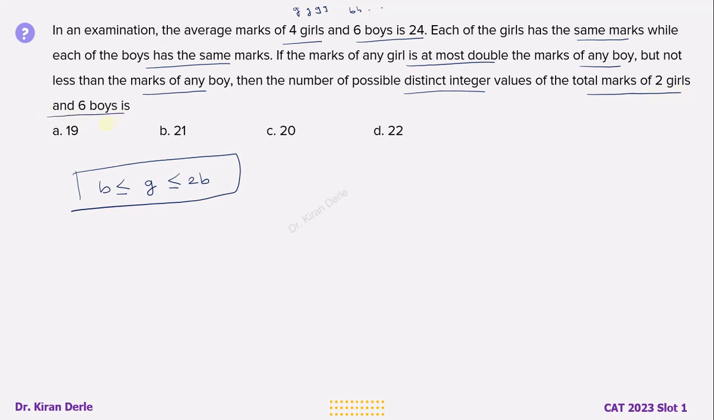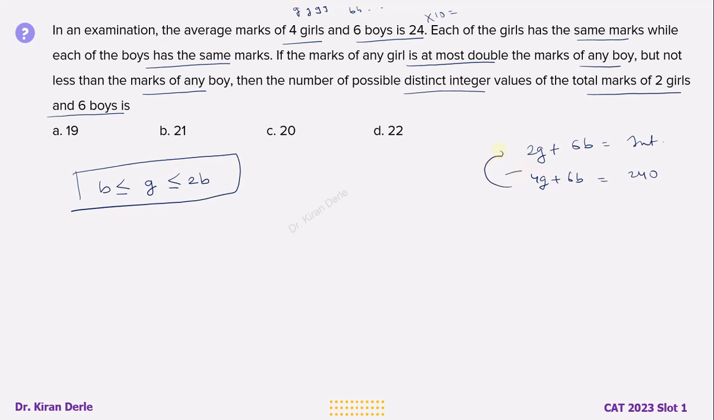So what do we want? Distinct integer values of this. We want distinct integer values of 2G plus 6B, so this has to be an integer. We also know 4G plus 6B, the average is 24, so the total of these 10 people is 240. Please try to understand what we can derive from this.